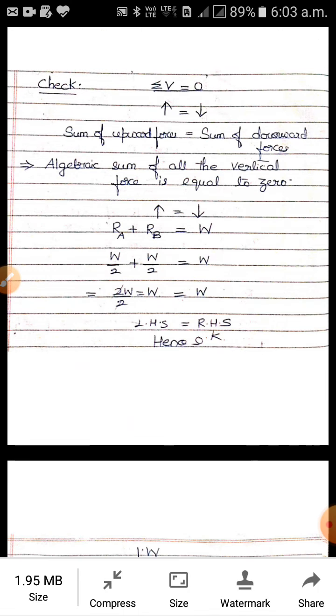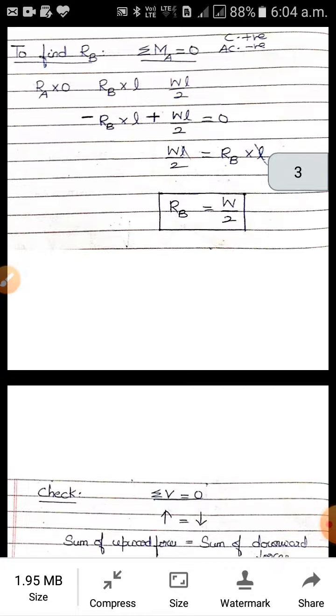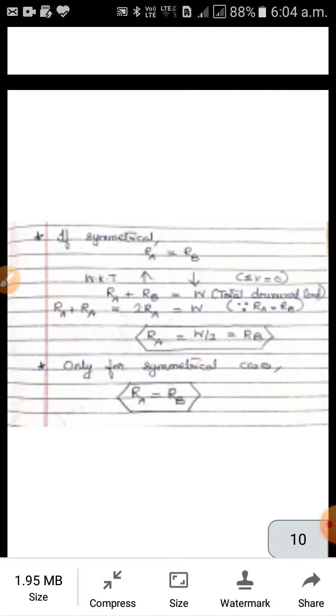Okay. And now after finding the reactions, you have to also check whether it is correct or not. So for checking, it is summation V equal to 0. So using summation M equal to 0, we found out the reactions RA and RB. Now we have to check whether the values are correct. For that we have to use summation V equal to 0. The sum of upward force equal to sum of downward force. What are the upward forces?